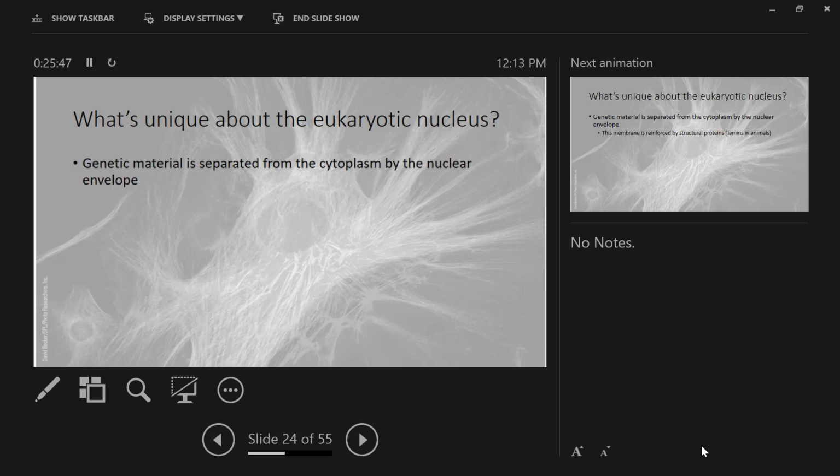Well, the eukaryotic nucleus facilitates separating the genetic material. So we take the genetic material and we can package it away from the rest of the cell. Then this is reinforced by structural proteins. So in addition to the transport proteins, receptors, and labels, we also have some structural proteins called lamins in animals. There's lamin A, lamin B, and lamin C.